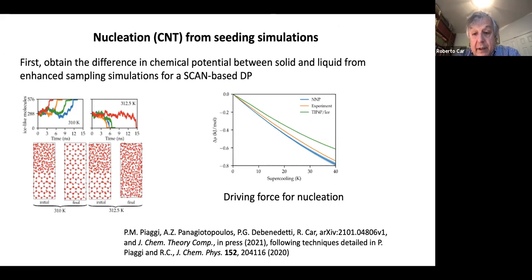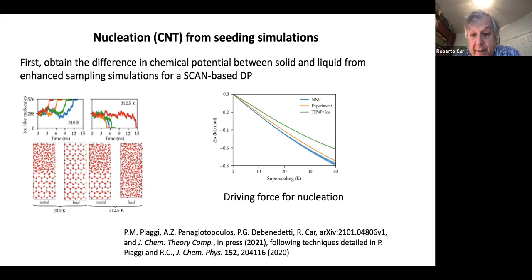is represented here. So the difference in chemical potential versus the supercooling, which is the supercooling that one has in the model. In experiment, the supercooling is with respect to the melting temperature of ice, that is 273 Kelvin. In the DP model, the melting temperature is around 310 Kelvin, as shown here by this coexistence calculation. And it is supercooling with respect to that melting temperature in the model, and similarly the supercooling for the TIP4P ice is with respect to the melting temperature of TIP4P ice.